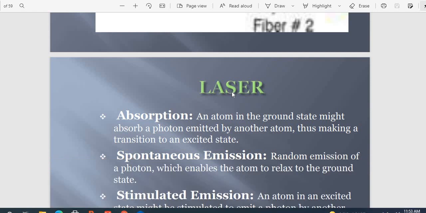In a laser, what are the things we get? We get absorption. What is absorption? An atom in the ground state might absorb a photon emitted by another atom. Try to observe the atom, because an atom can be in two states, right? One is the ground state, another is the excited state. So when the atom in the ground state absorbs a photon emitted by another atom, it makes a transition to the excited state. Because of that, you get the absorption of light.